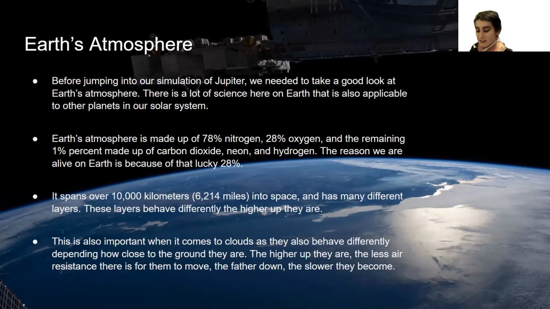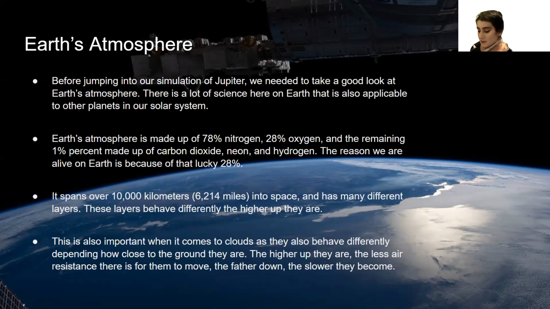So here's a quick rundown of the composition of Earth's atmosphere. Earth's atmosphere is about 78% hydrogen and close to 22% oxygen. And the remaining 1% is made up of carbon dioxide, neon, and hydrogen. The reason we are alive on Earth is because of that lucky 22%. It spans over 10,000 kilometers into space and has many different layers.